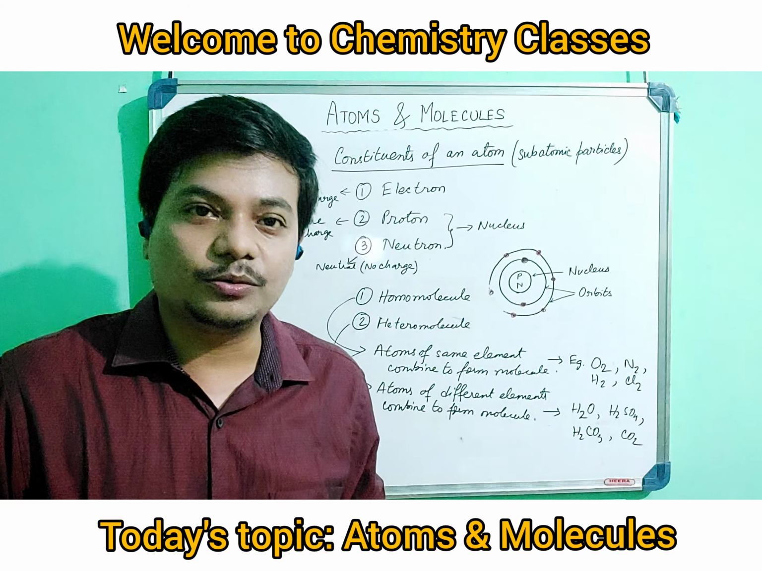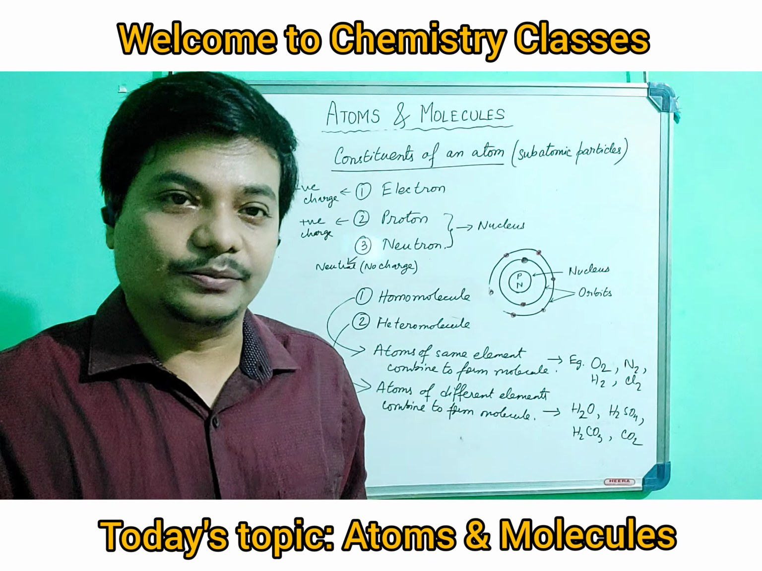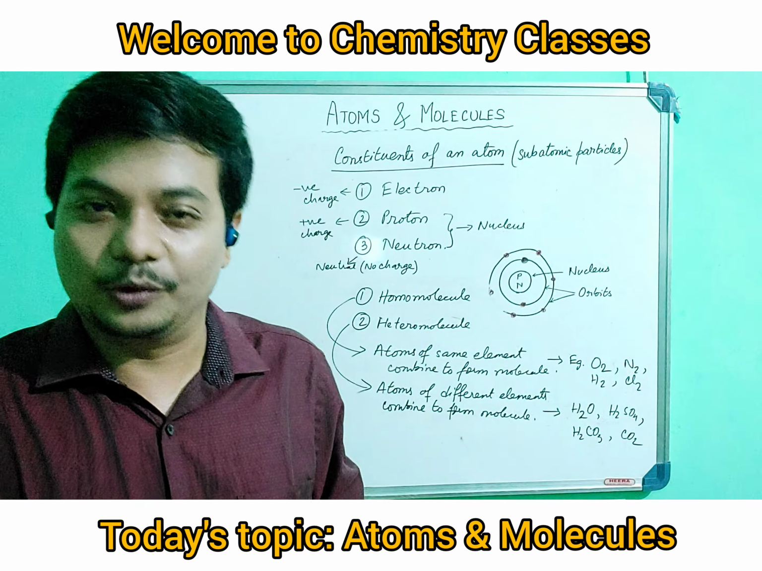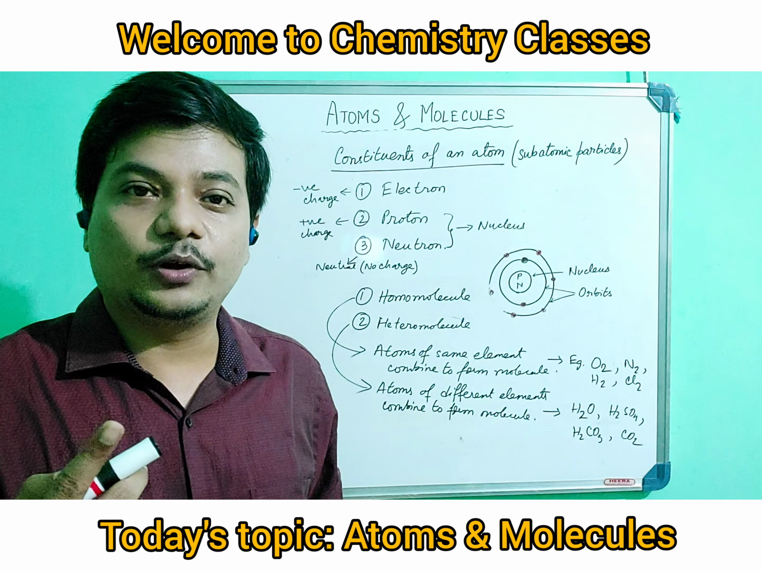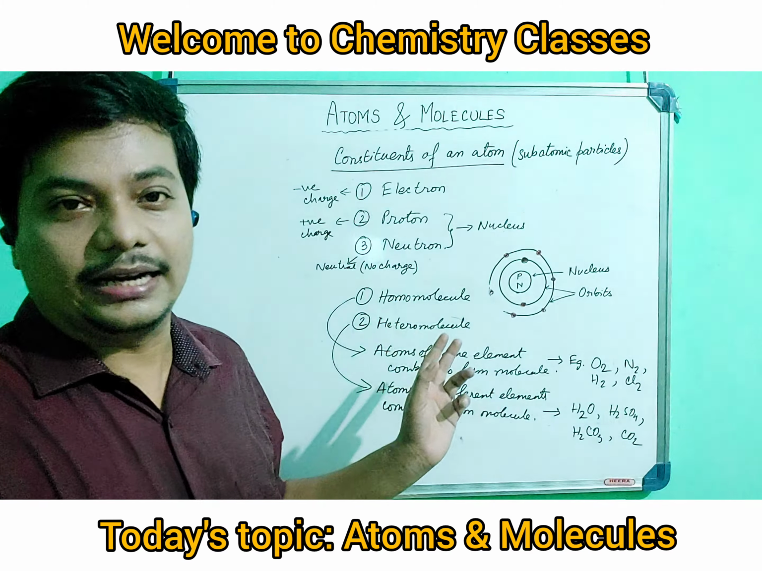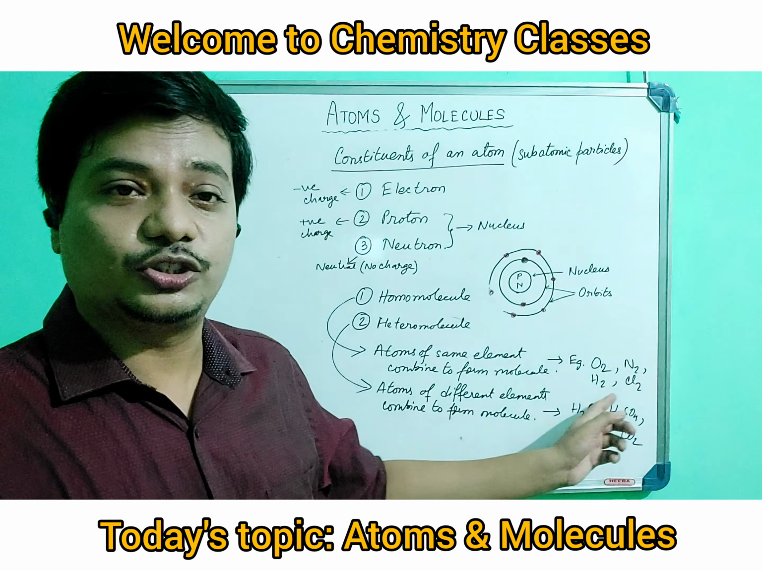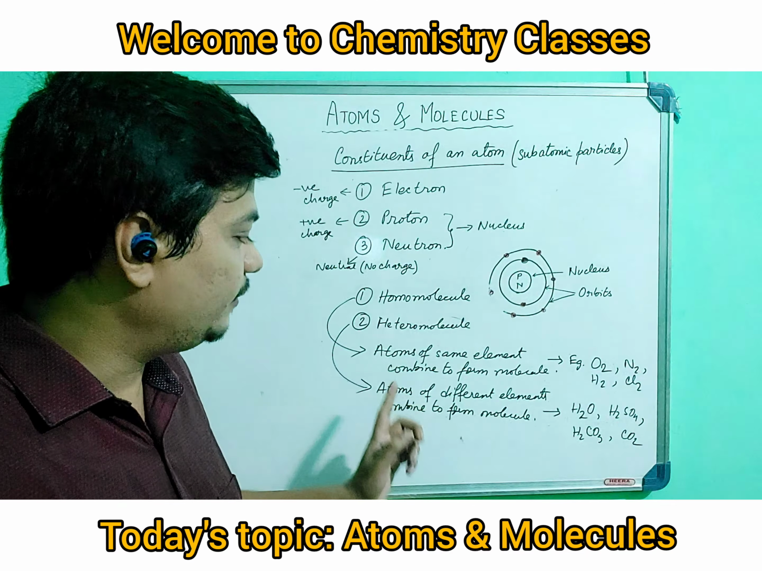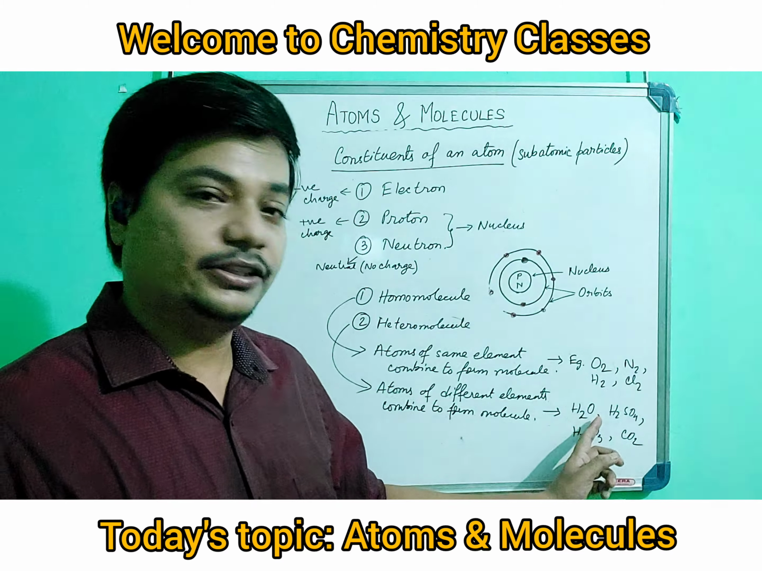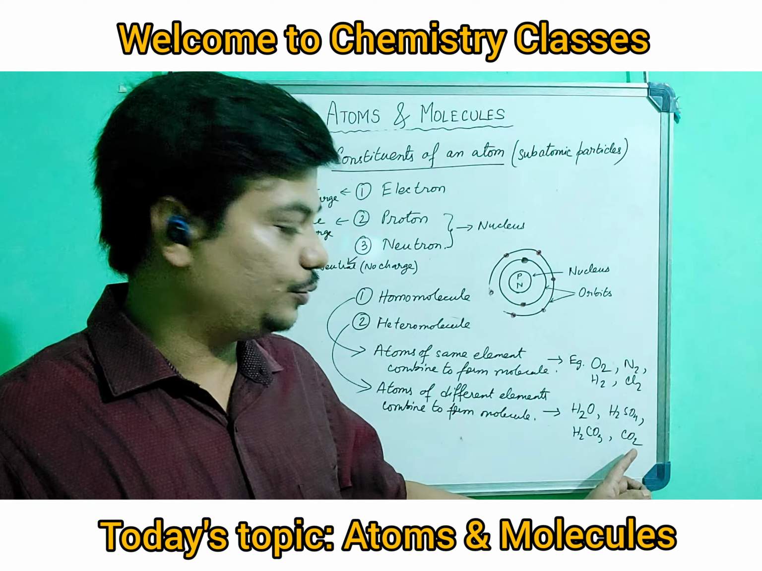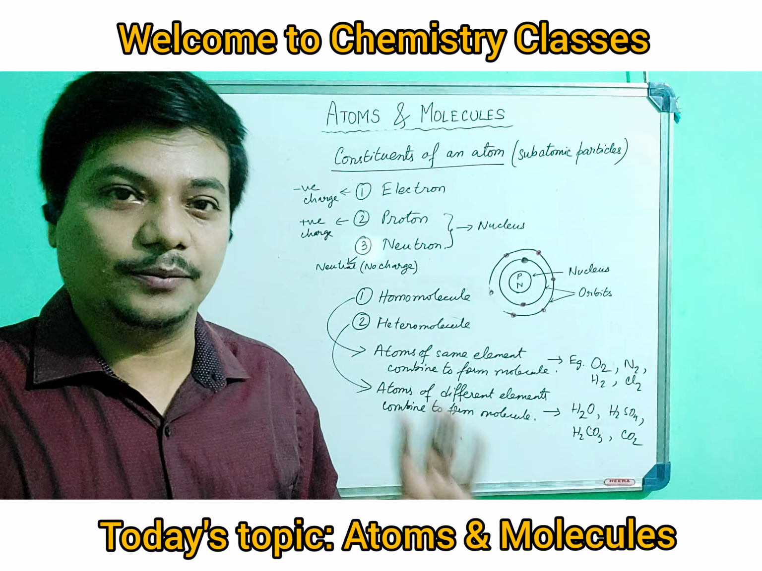So I hope that now the molecule concept is clear to you all. It is the atoms that combine to make a molecule, and there can be two types of molecules. One type where similar atoms combine to form a molecule, for example O2, N2, H2 and Cl2. The other where atoms of different elements combine to form a molecule, like H2O, H2SO4, H2CO3 and carbon dioxide. So that's all for the concept of atoms and molecules.